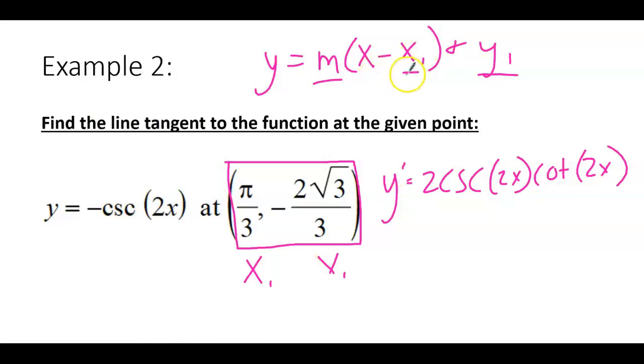Now, I have my x1, I have my y1. I'm trying to find my slope. Step 1 is to find the derivative. I did that. Step 2 is to plug in the value that you're working at. What x value are we working with? Pi over 3. So I'm going to plug in pi over 3 now.